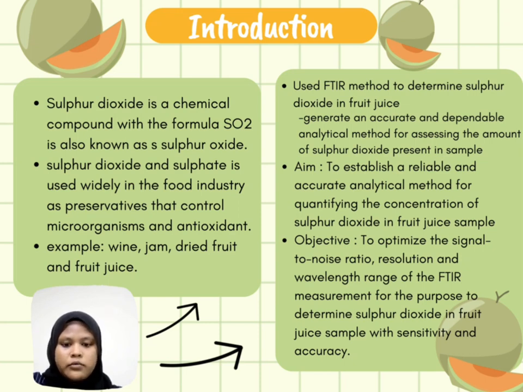Next is our objective. Our objective is to optimize the signal to noise ratio, resolution and wavelength range of the FTIR measurement for the purpose of determining sulfur dioxide in fruit juice samples with sensitivity and accuracy. Literature review.